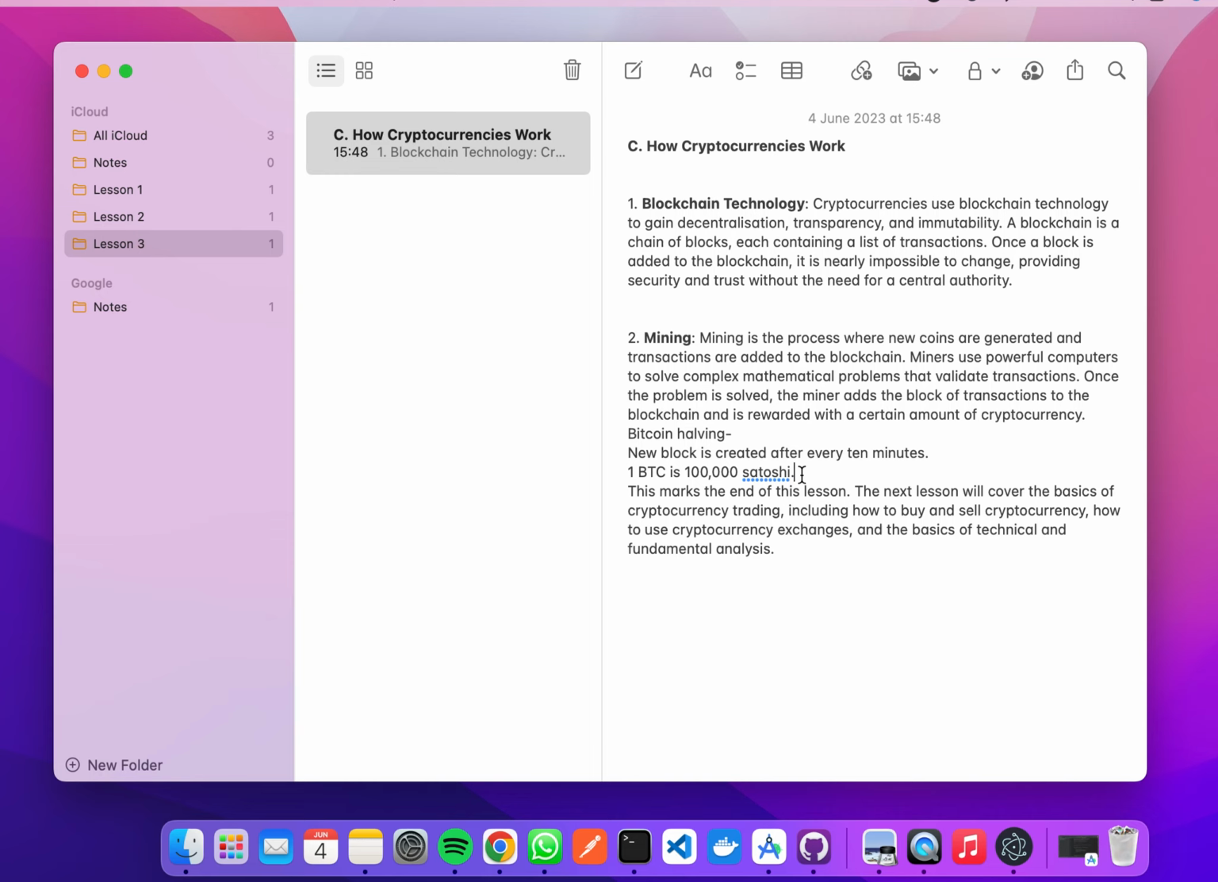And this short explanation marks the end of our first chapter, or rather the third lesson. In the next lesson, we'll cover the basics of cryptocurrency trading, which is why we are all here, including how to buy and sell cryptocurrency, how to use different exchanges, and the basics of technical and fundamental analysis. So please, this was just the introduction, this first chapter. Let's see you on the next one.